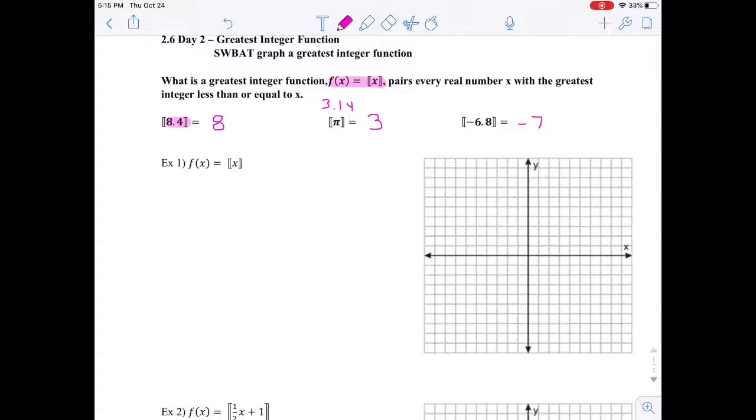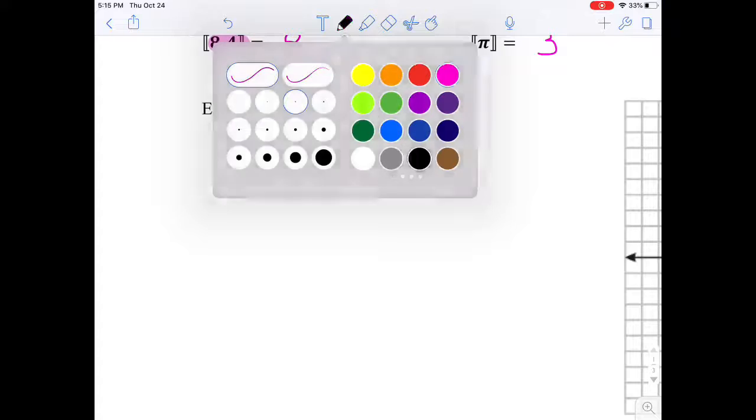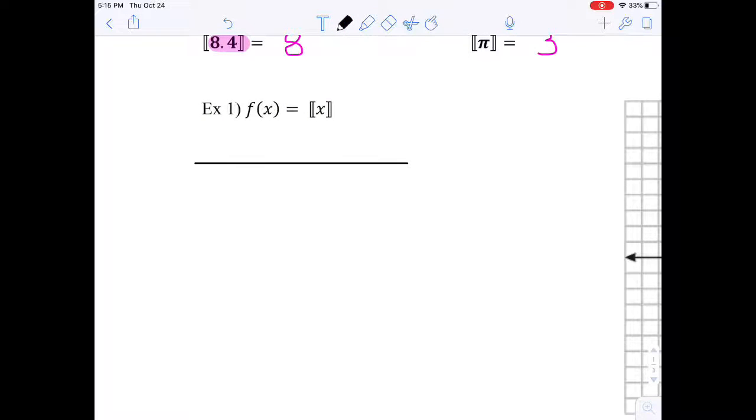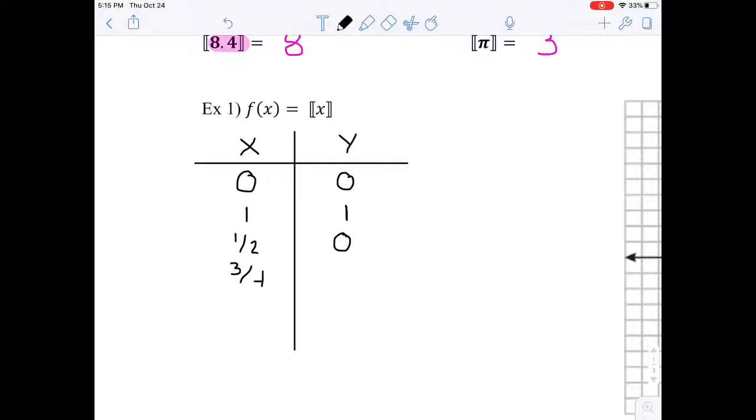So if we look at the very first one, we can make a little table here. We have our x's and our y's. So let's just start out when x is 0. Well, the greatest integer less than or equal to that would also be 0. We go to 1. That would also be 1. So if we see, all of our integer x's would map to themselves. But let's say we had something like 1/2. Well, 1/2 would map to 0. Or if we had like 3/4, that's also going to map to 0.